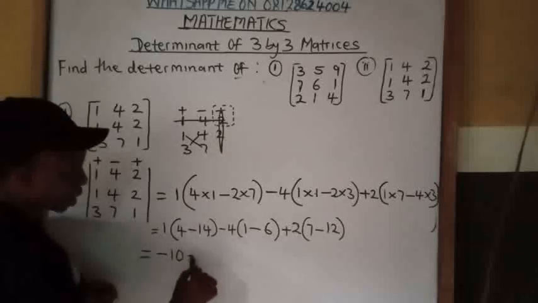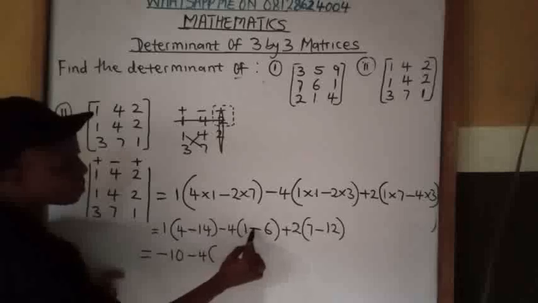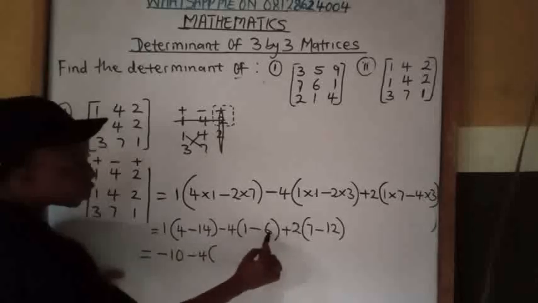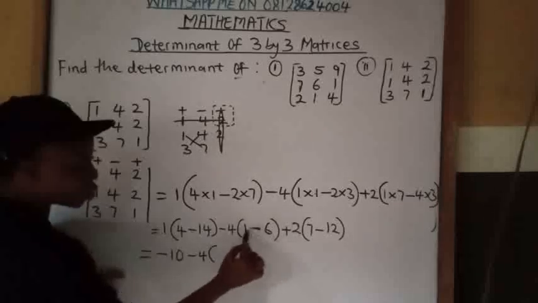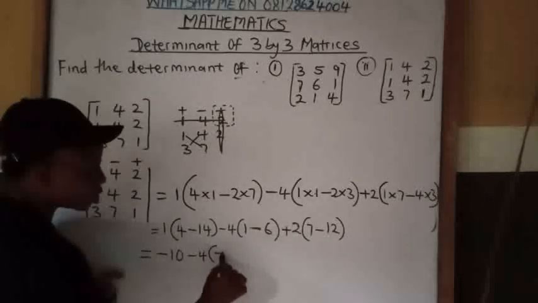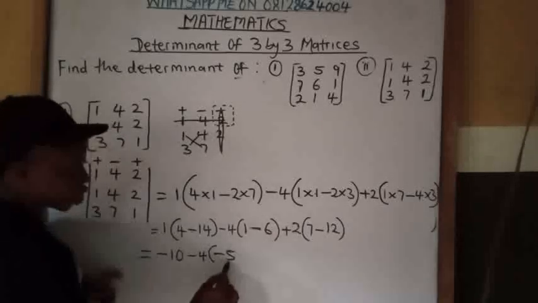So minus 4 into bracket. Here we have 1 minus 6. You have 1 naira, you are owing someone 6 naira. So by the time you pay, your debt will remain minus 5. So 1 minus 6 will give us minus 5.